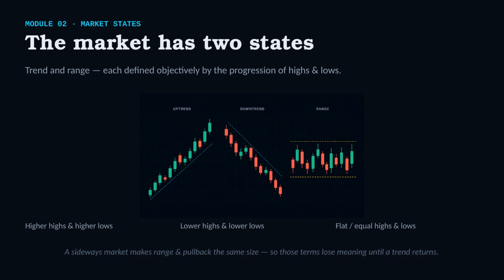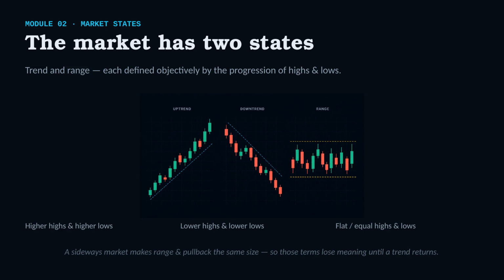Once you can identify extremes objectively, you can categorize how they progress. And the market has two fundamental states: trending. An uptrend is characterized by higher highs and higher lows. A downtrend is characterized by lower highs and lower lows. And ranging. A sideways market is characterized by flat highs and lows, also referred to as equal highs and equal lows. That is the whole taxonomy. Trend in either direction and range. One consequence worth holding on to.